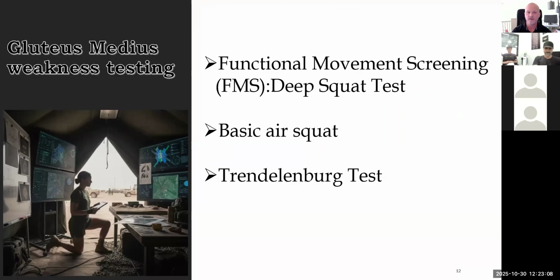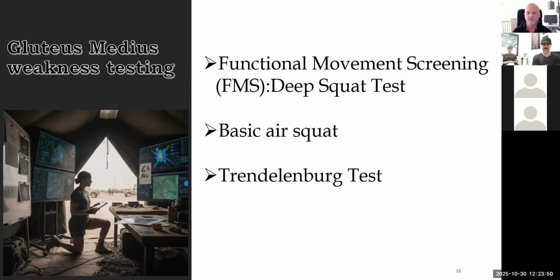So, glute medius weakness testing. There are a couple things you can do. I know that manipulating has to be done by an athletic trainer, doctor, chiropractor, massage therapist, someone qualified to manipulate. However, for personal trainers, there are some things you can do. One of the easiest is a functional movement screening. Most of you are probably familiar with that. A deep squat test or just a basic air squat test to see if their knees point in. If their knees cave in, usually that means weak hips. I think that's a pretty standard thing to know, right?